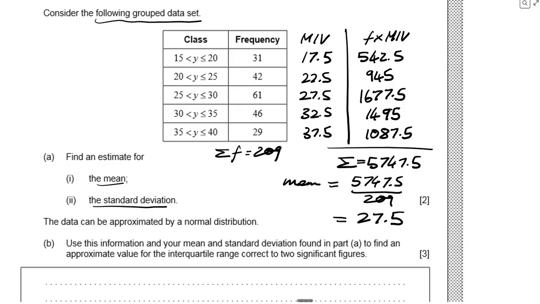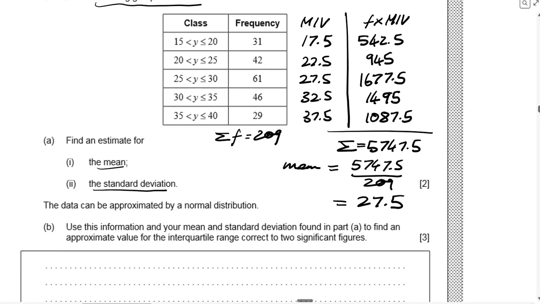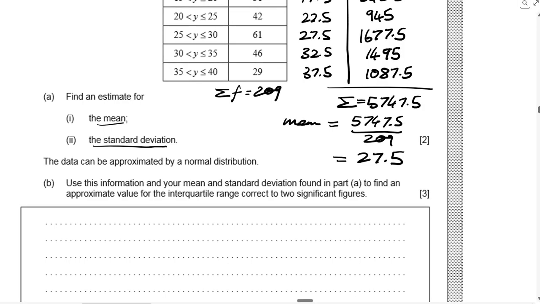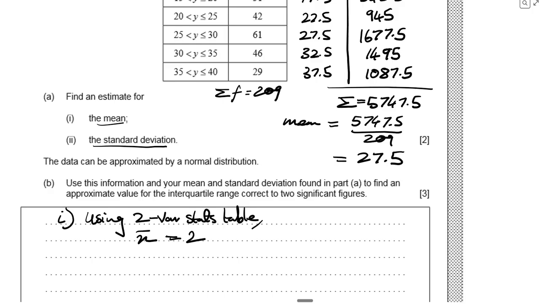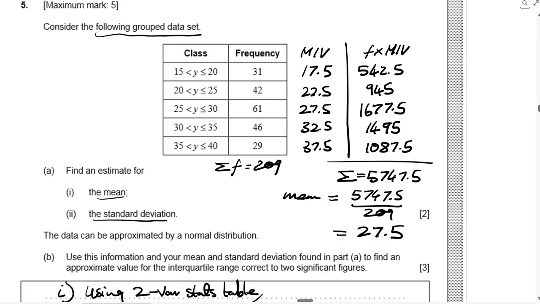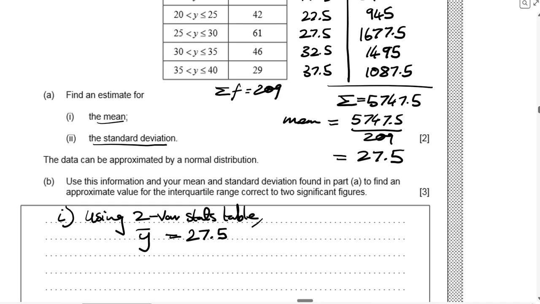Now, what I have to do is use my 2 variable statistics, and what I get is, they literally give it to us. So all you have to say is using, you don't even have to mention this, stats table. The mean is equal to 27.5. And we're finding the mean of our frequency, right? I mean the mean y. So what we can actually say is y.